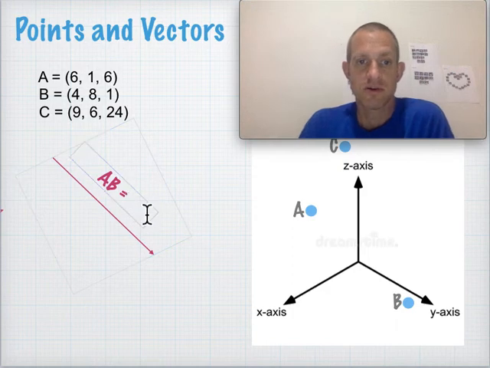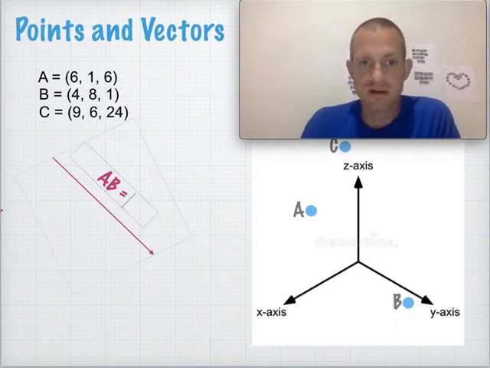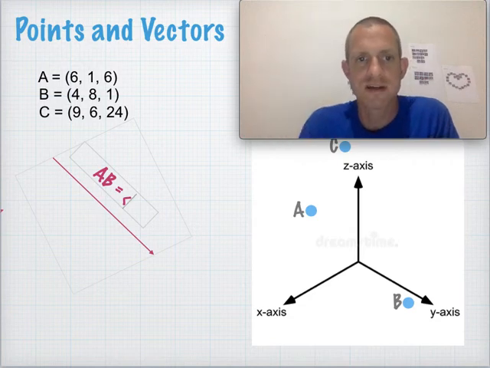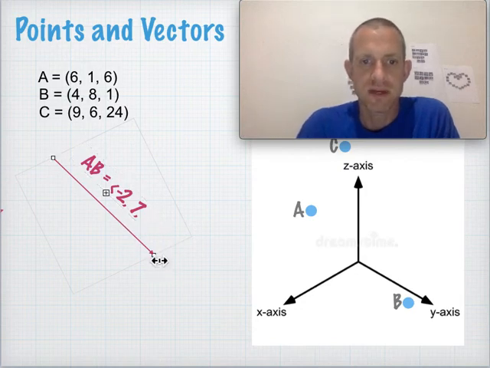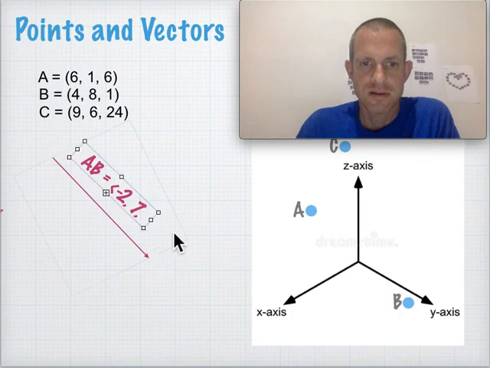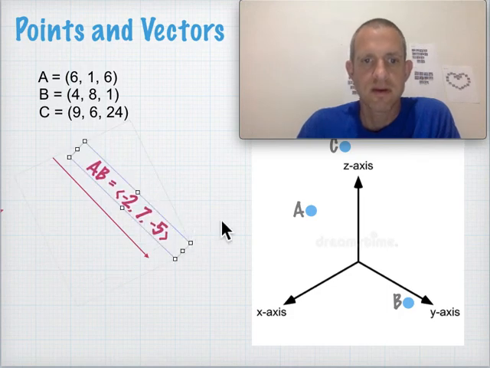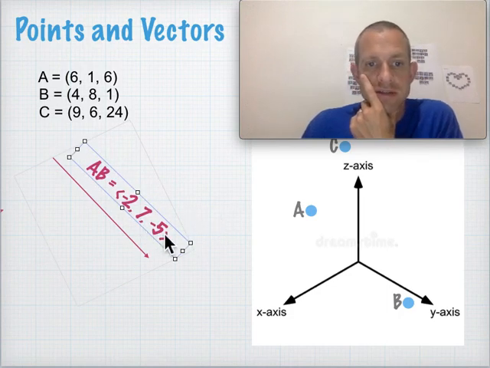And you can write that in a couple different ways. You could write it with brackets: -2, +7, -5. That's pretty common to write it like that.